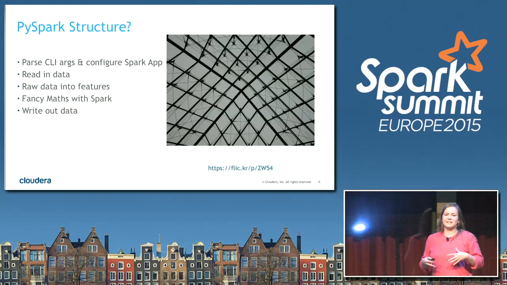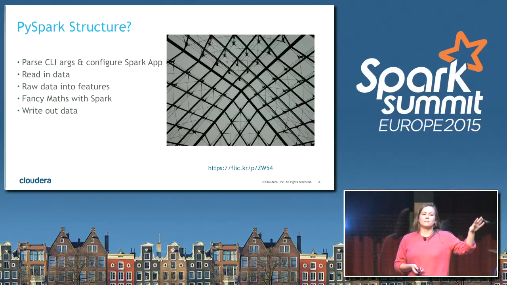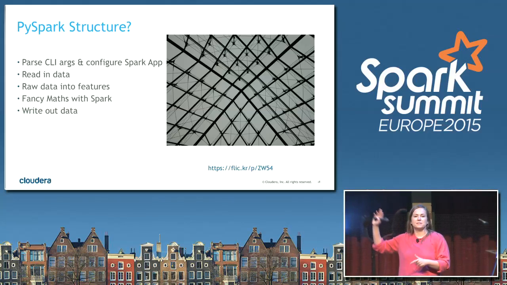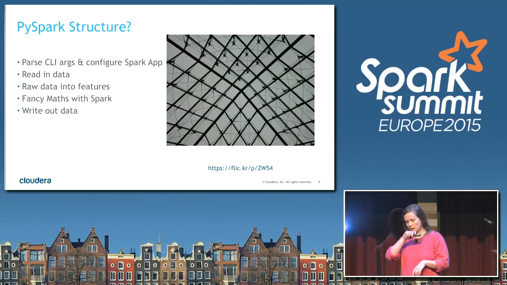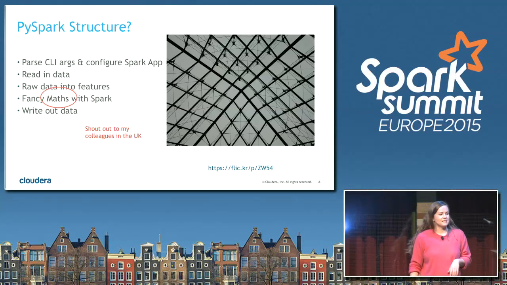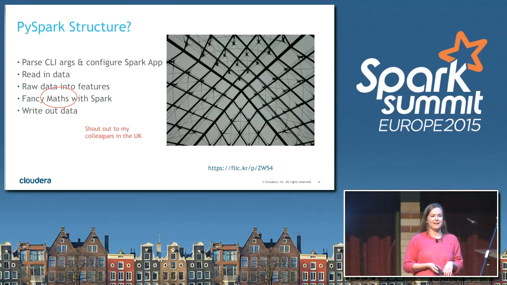You're going to read in the data, so actually move from some sort of persistent data source into an RDD. You're going to turn the raw data into something that's a numerical representation. So for me, that was that toSeries function. And then you're going to do fancy maths with Spark and write out data. So shout out to my colleagues in the UK for the maths.